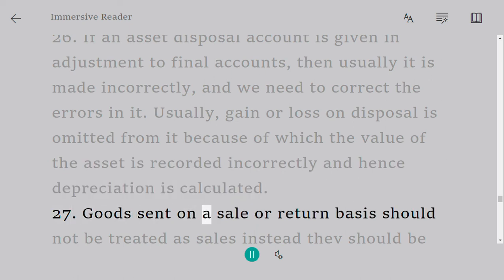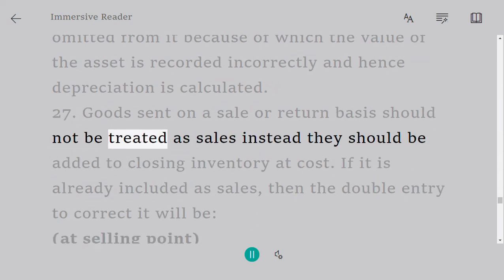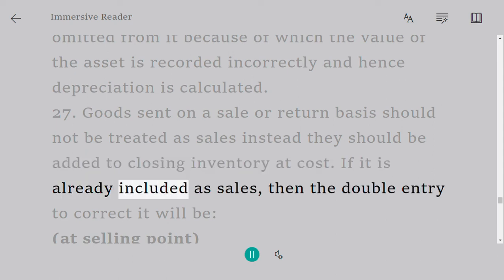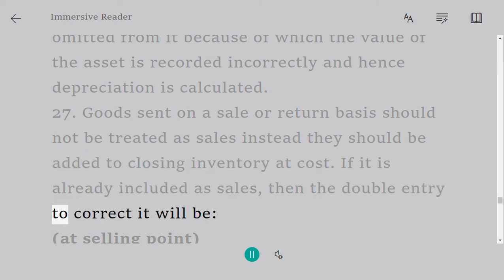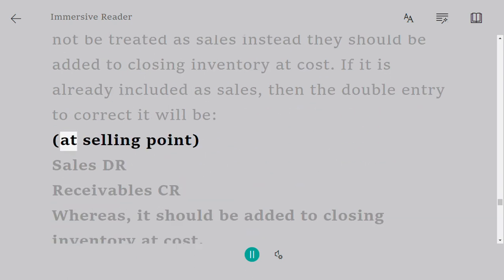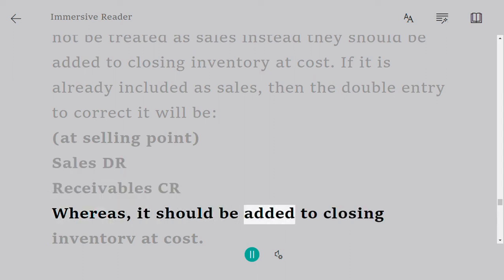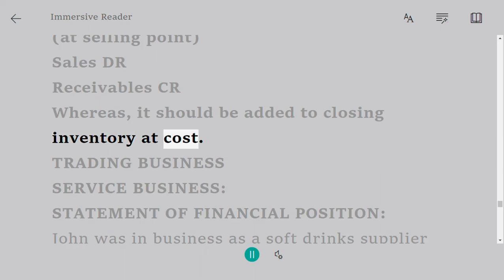27. Goods sent on a sale or return basis should not be treated as sales. Instead, they should be added to closing inventory at cost. If it is already included as sales, then the double entry to correct it will be, at selling price, sales Dr., receivables Cr. Whereas, it should be added to closing inventory at cost.